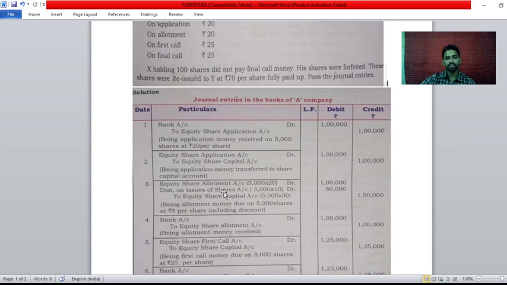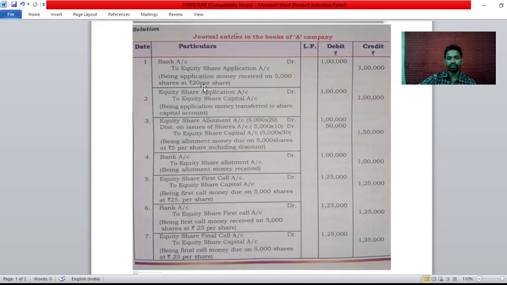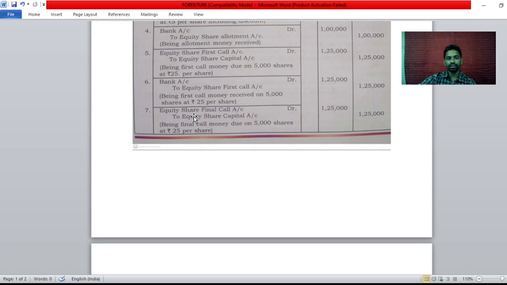Now the entry related to the final call. Final call rupees 25. It's related to what they told: X holding 100 shares did not pay final call money. First of all, 25 into 5,000: equity share final call account debit rupees 1,25,000 to equity share capital account credit rupees 1,25,000, being final call money due on 5,000 shares at rupees 25 per share. Out of these 5,000 shares, 100 shares did not pay the call, which is 25 rupees per share.